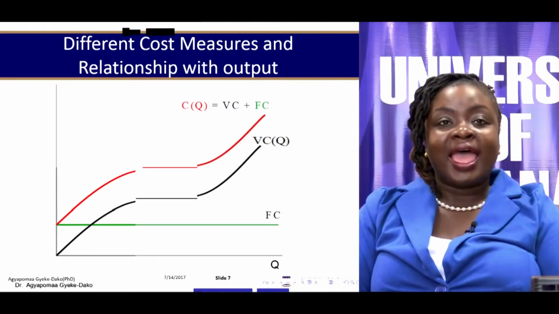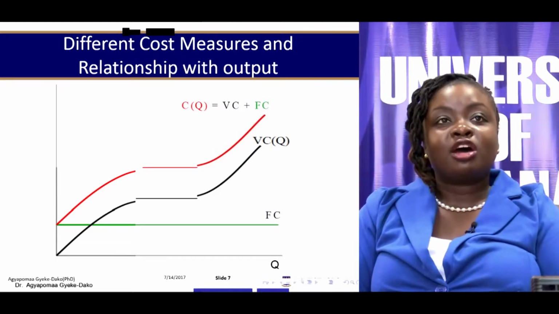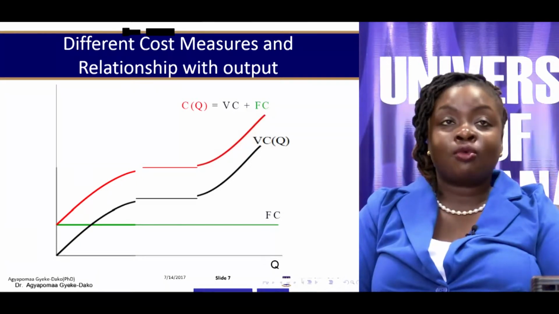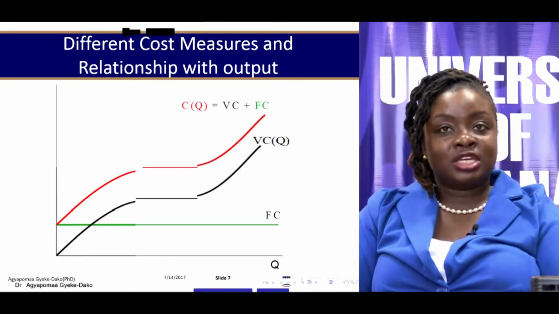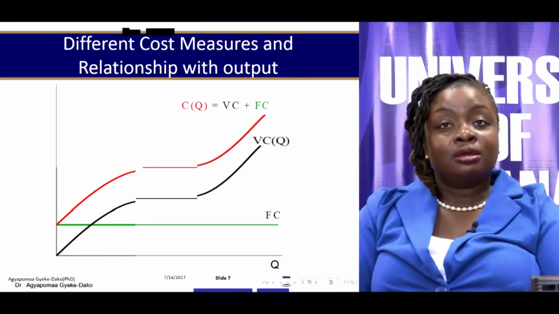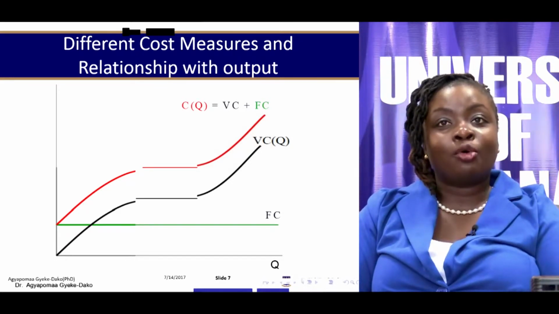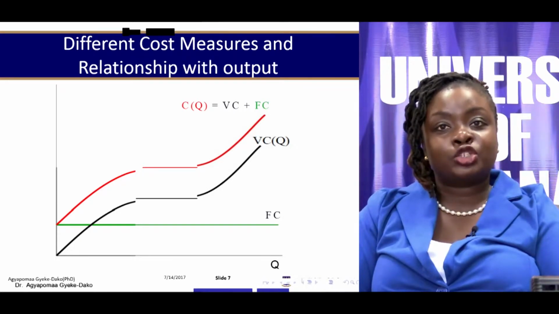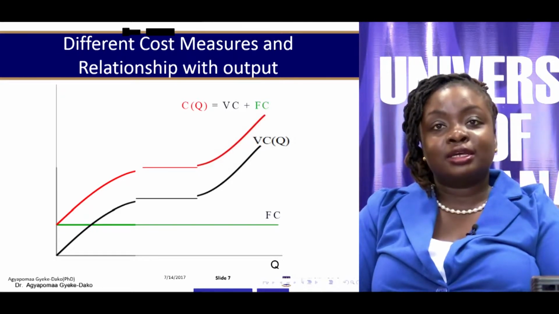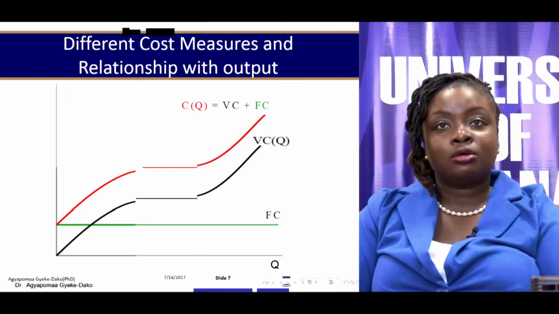So if we're looking at how the diagrams will look, we have our cost measures on the y-axis, and then our output measures on the x-axis. We see that our variable cost is increasing as output is increasing, because to increase output we would need to employ more variable inputs. And then we see that our fixed cost is the same irrespective of what output we produce, because fixed inputs are inputs that would not change as our output is changing. So you see that the line is very straight and it's horizontal.